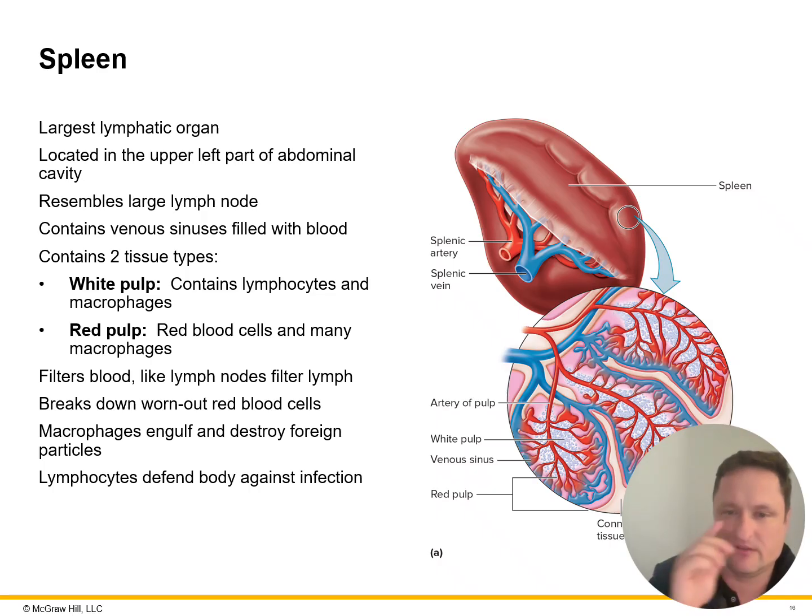Conceptually, pair the spleen with nodes. Both are filters with immune staff, but nodes handle lymph, while the spleen controls blood. That is the big difference between the nodes and the spleen here.